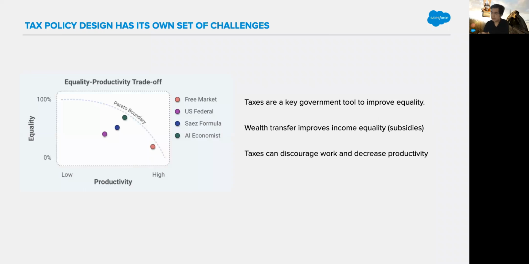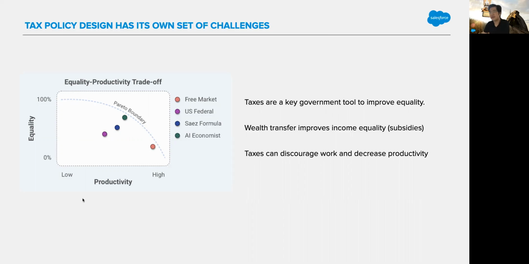And in particular, this is true for taxes. They are the key government tools to improve equality in society, because you can use taxes to transfer wealth from the rich to the poor. But at the same time, the problem with taxes is that they can discourage work and therefore decrease productivity. And this essential trade-off is at the heart of the optimal tax problem.